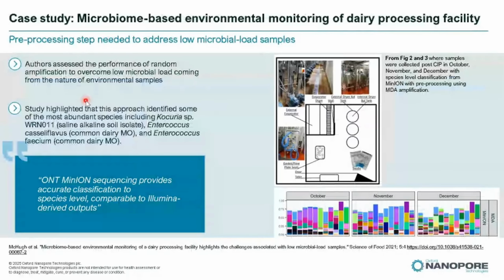So this is showing a study for microbiome-based environmental monitoring of production facilities. The authors assessed the performance of a random amplification to overcome the low abundance of microbial DNA load coming from the environmental sample. The study highlighted that this approach successfully identified some of the most abundant species, including Kocuria, Enterococcus, Enterococcus faecium.